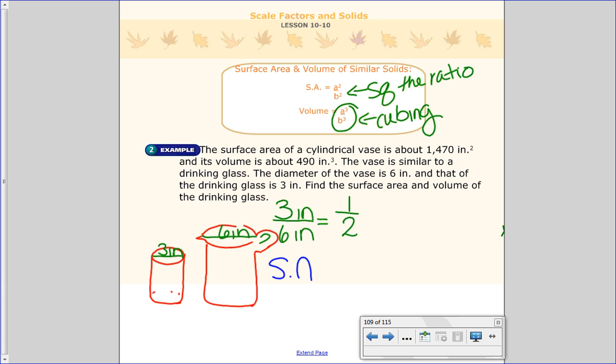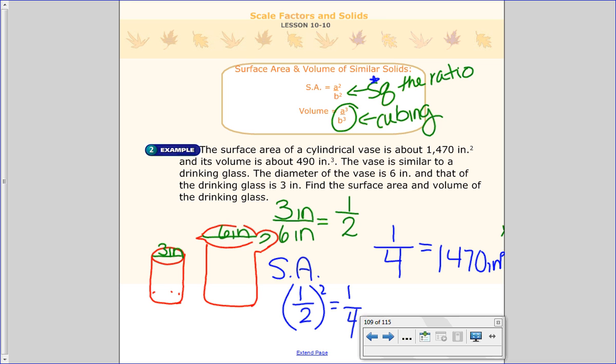All right, and what we do first is take that ratio of 1/2, and just like it says here, square it. So 1 squared is 1, 2 squared is 4. So that's one of the ratios for our proportion. We set it up, 1/4. So the drinking glass is 1/4 of the surface area of that vase, which is 1,470 inches squared.